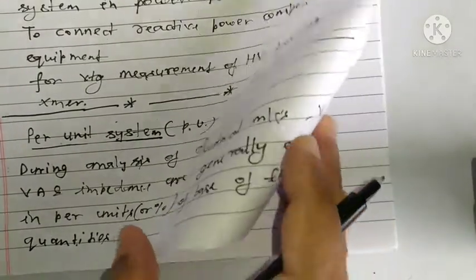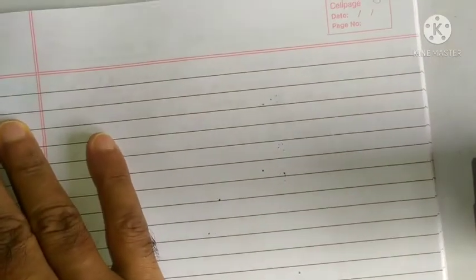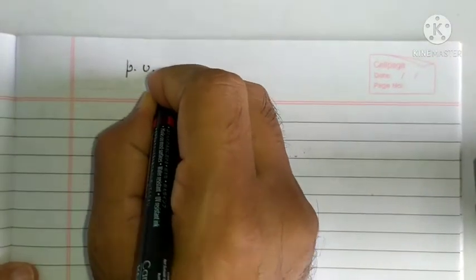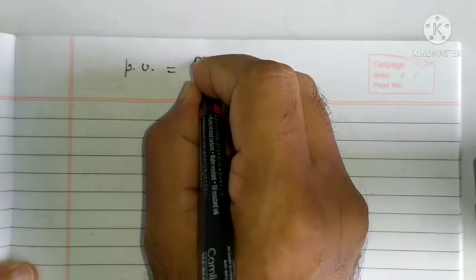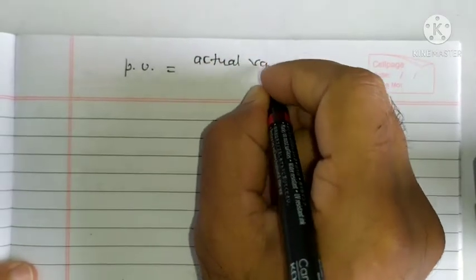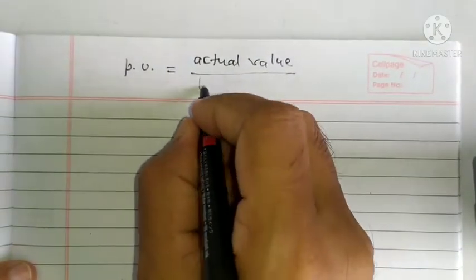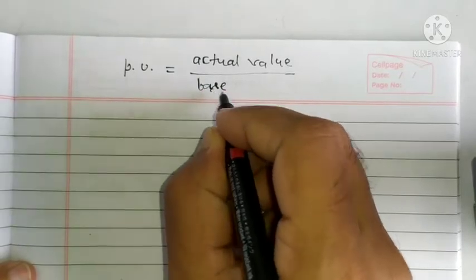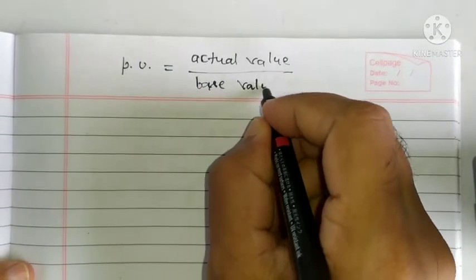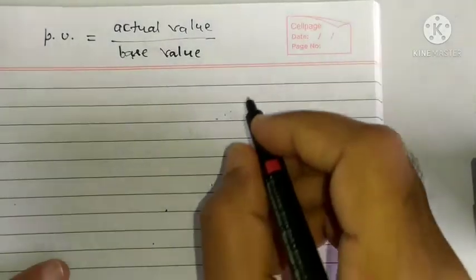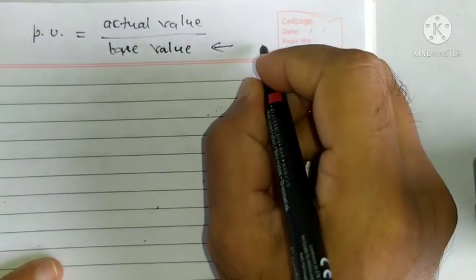So what is importance of per unit? Per unit system helps us to do calculation very simple, right? What is per unit value? How it is written? Per unit is given as actual value of any quantity in a given unit divided by base value of same quantity in same unit, base value, right? So base value are generally rated value.